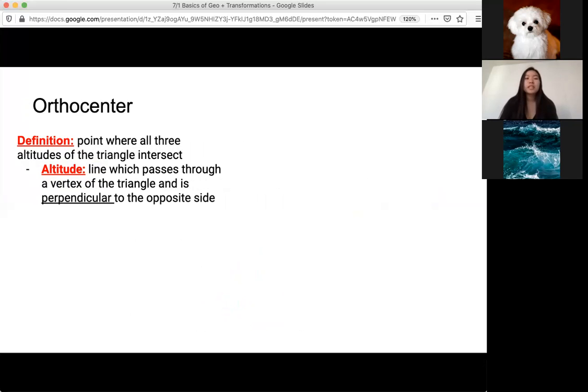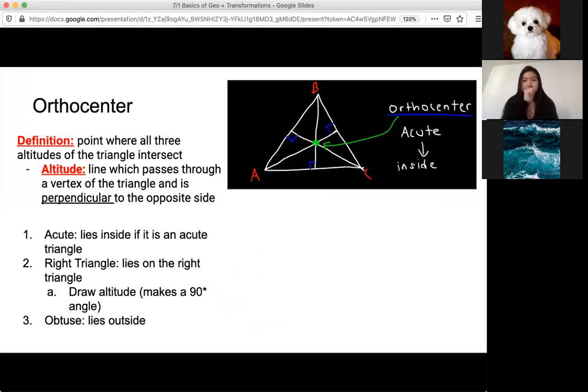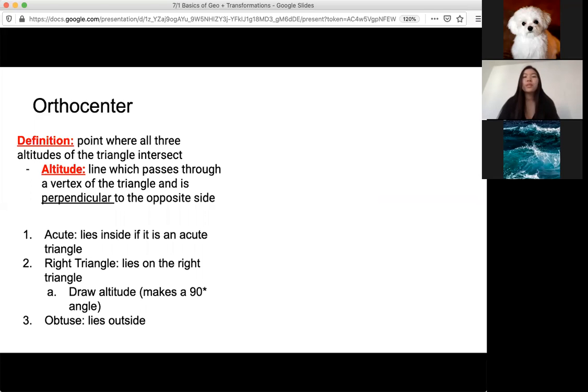So the orthocenter is a point where all three altitudes of the triangle intersect. And an altitude is when a line passes through the vertex of the triangle and is perpendicular to the opposite side. And the altitude also makes a right triangle, which is 90 degrees. So there are three types of triangles in which you can find the orthocenter.